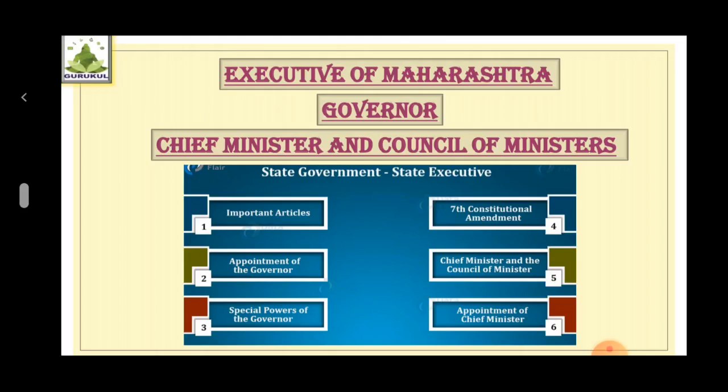Chief Minister and Council of Ministers. The leader of the majority party in the Legislative Assembly becomes the Chief Minister. The Chief Minister includes his or her trustworthy colleagues in the Council of Ministers, like the Prime Minister, who is the executive head of the Union that we have learned in our previous chapter. The Chief Minister is the head of the state executive. The government of the state is run in the name of the Governor, but in reality, the administration is carried out by the Chief Minister.